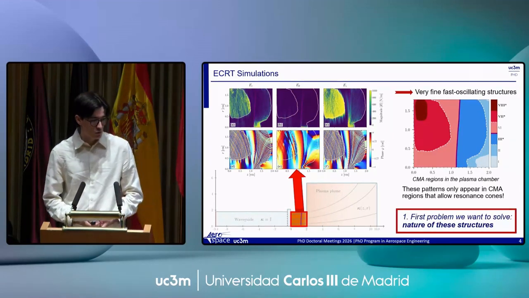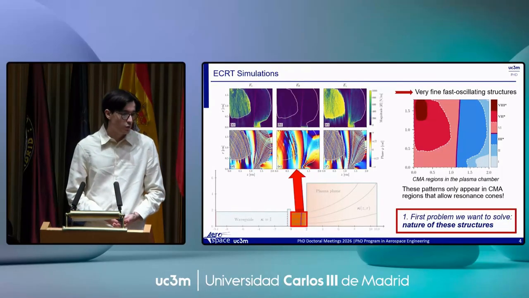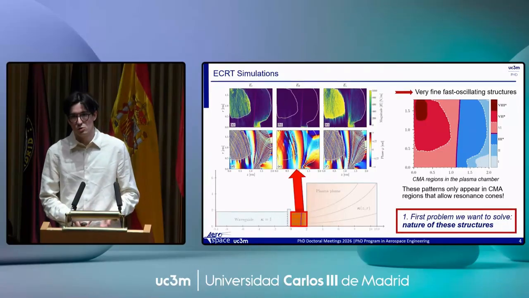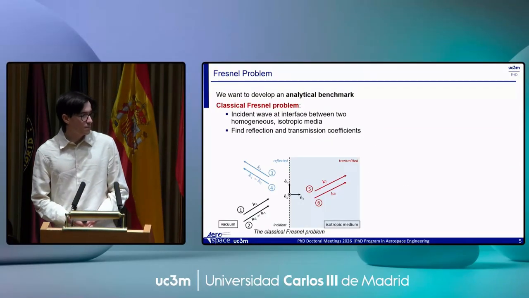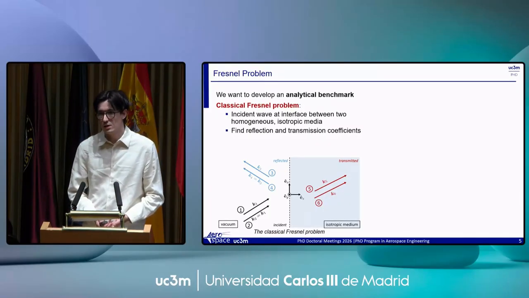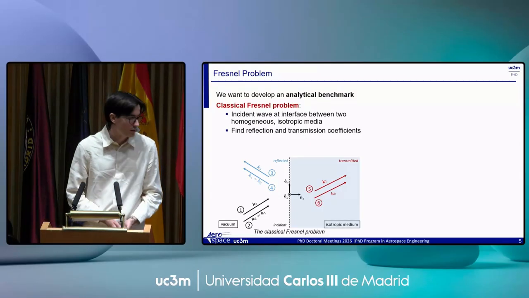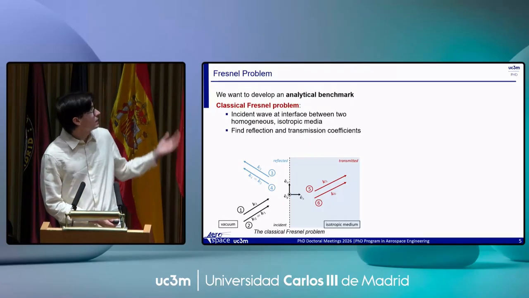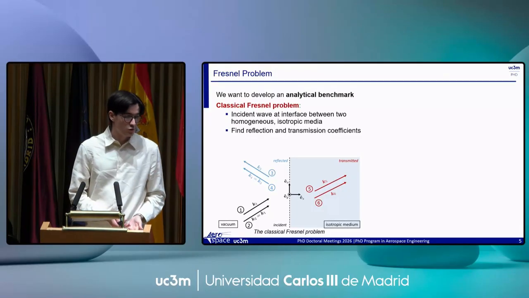So this leads to the first question we want to answer, which is about the nature of these structures. We want to know if they are a physical phenomenon or just a numerical spurious solution. So to tackle this problem, we want to develop an analytical benchmark inspired by the classical Fresnel problem that we saw at university in the first years or at high school, I don't know. That basically is when you have an incident wave that comes to the interface between two homogeneous media.